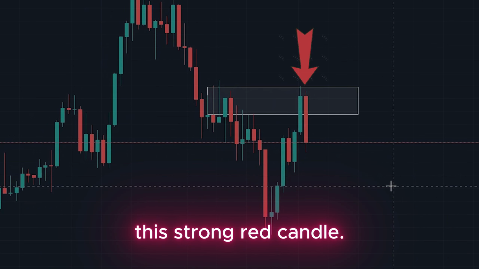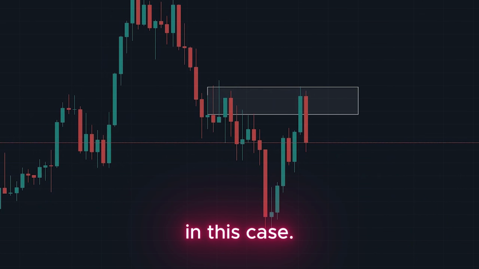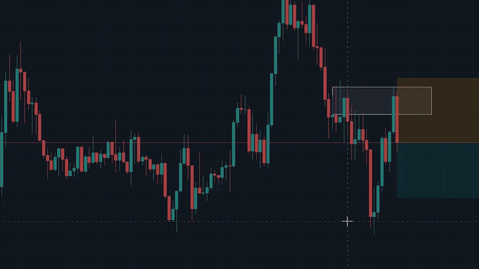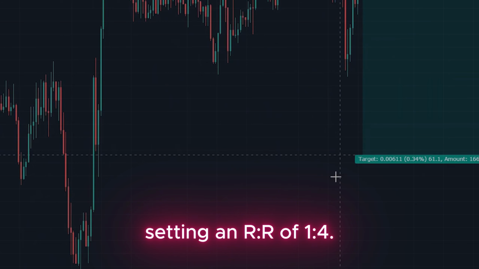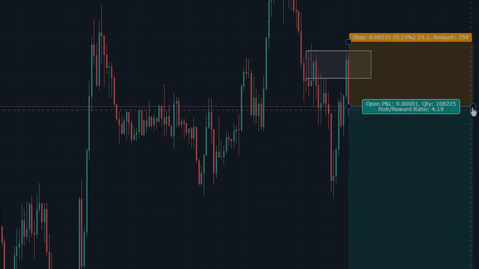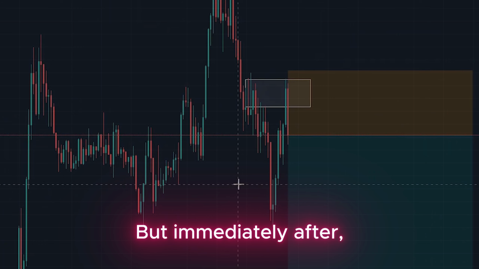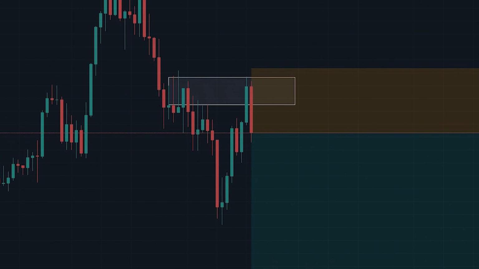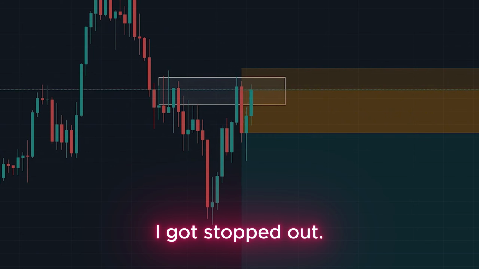noticed this strong red candle. So, I entered another sell order. In this case, SL was placed above the key level, and I aimed for take profit at this low, setting an RR of 1 to 4. But immediately after, I got stopped out.